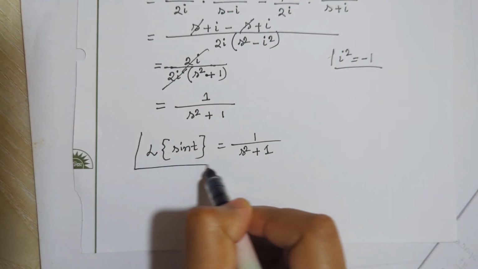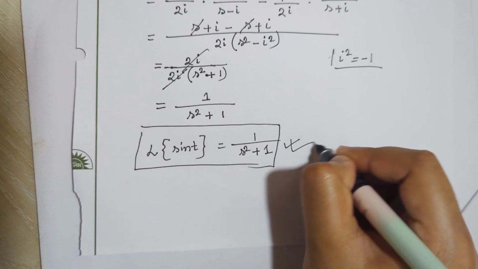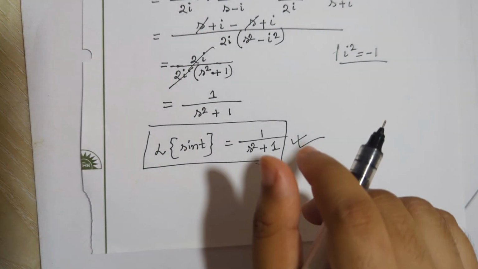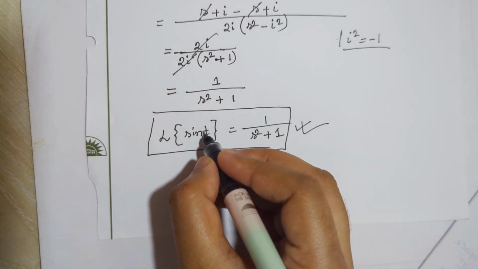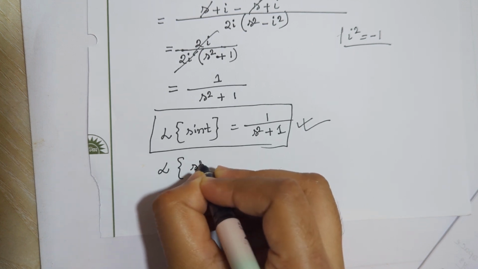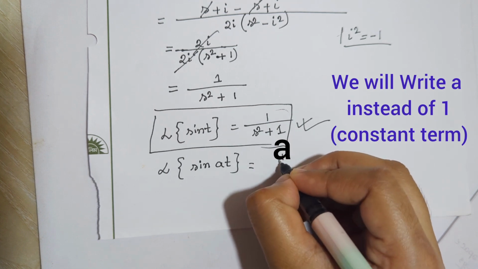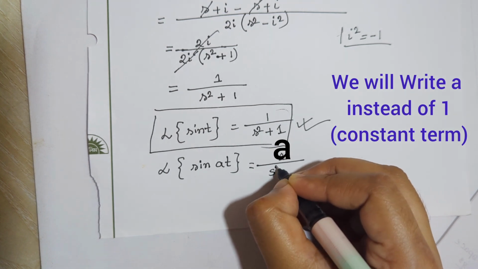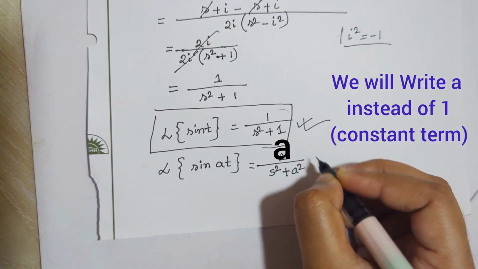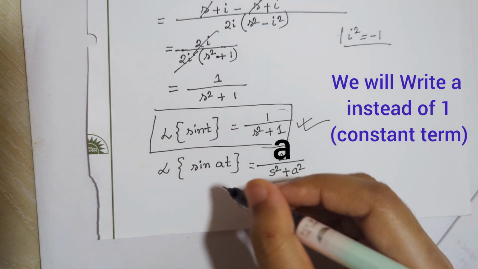So the Laplace transform of sin t is equal to 1 divided by s square plus 1. This is used as a formula in different areas of mathematics. Here our constant term is 1. Suppose in another function our constant term is a, that is sin at. Then our result will be a divided by s square plus a square. Just instead of this constant term we will use a.